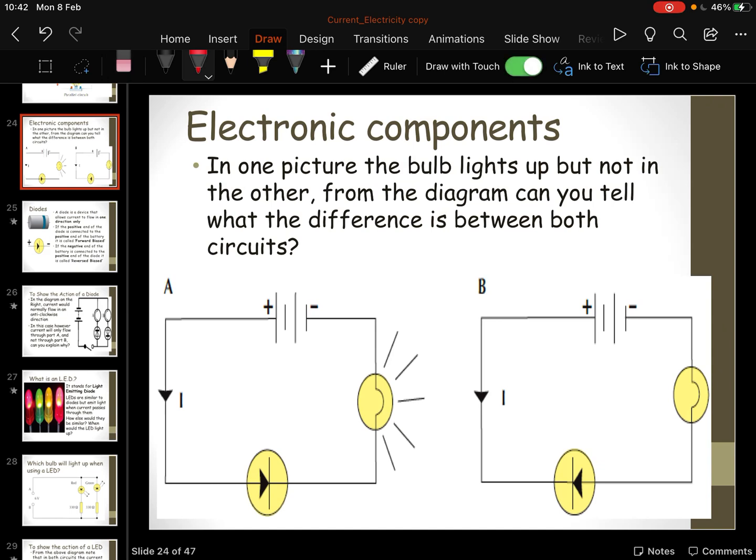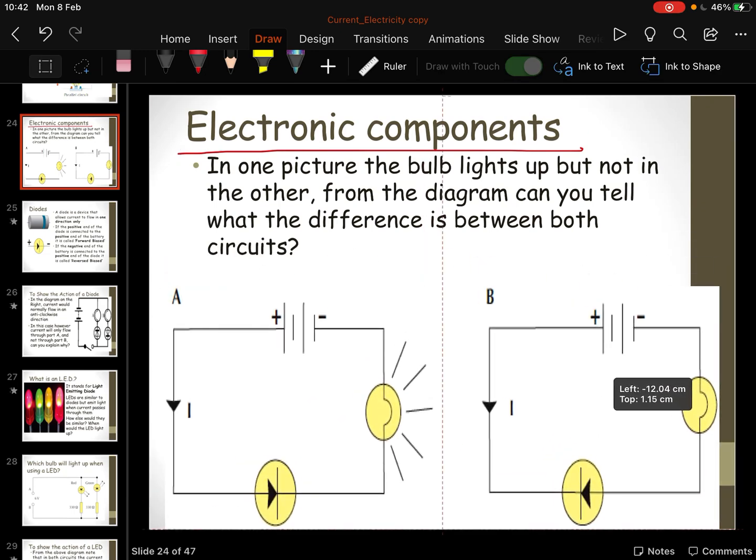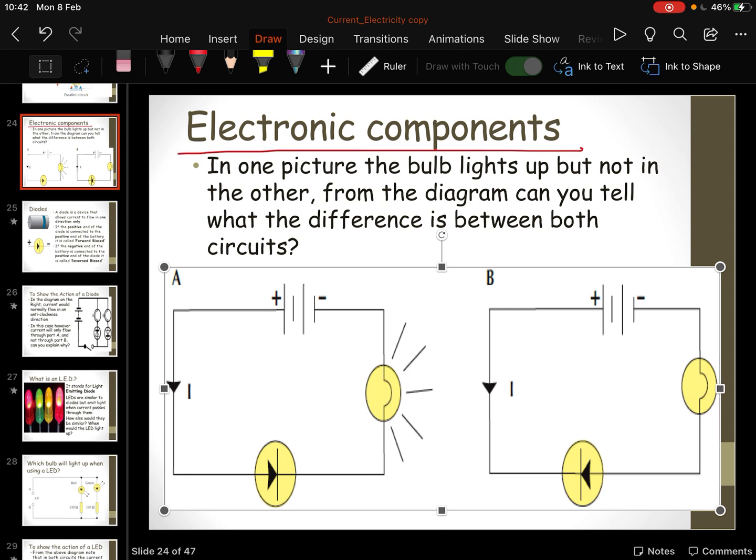Okay, so electrical components. In one picture, the bulb lights up, but not in the other. From the diagram, can you tell what's the difference between the 2 of them? So you have 2 pictures here, A and B. Any ideas? Well, what we do is follow the diagram. This is actually an exam paper question as well.